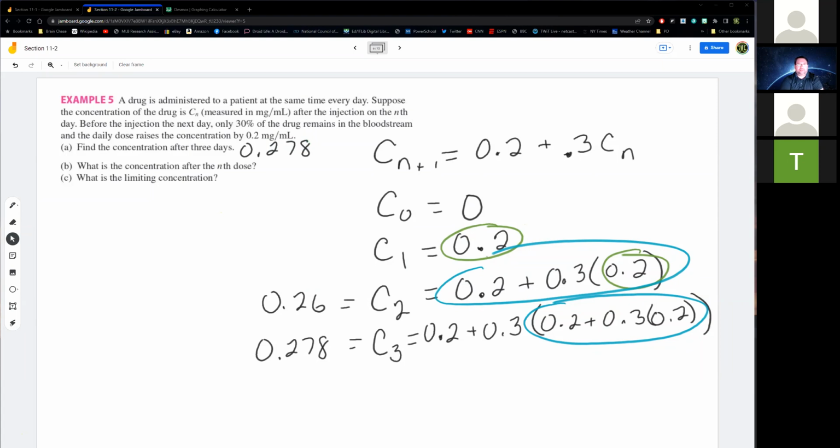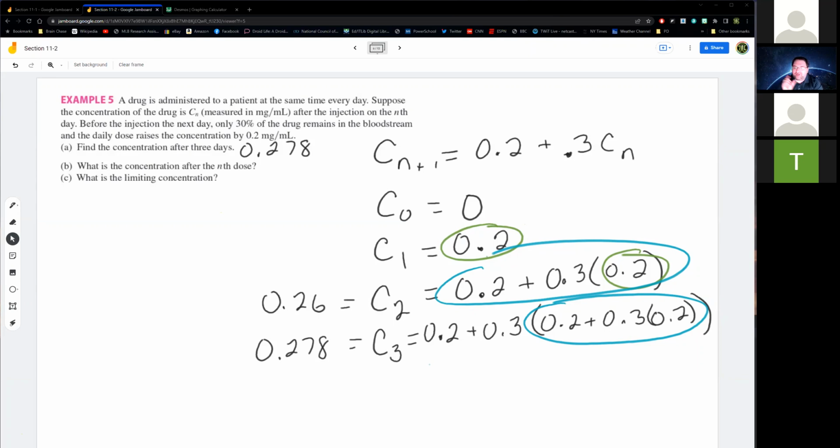Hey, Professor, I'm a little confused here. So on day 2, that's easy, 0.26, true, that makes sense. And on day 3, it would be 0.2 plus 0.3 times day 2, which was 0.26, correct? Right, so 0.26. Oh God, never mind. I put 0.3. I'm sorry. Never mind. I'm good. Yeah, it's basically that blue is the 0.26.